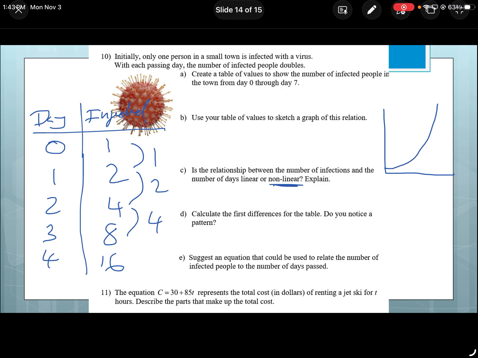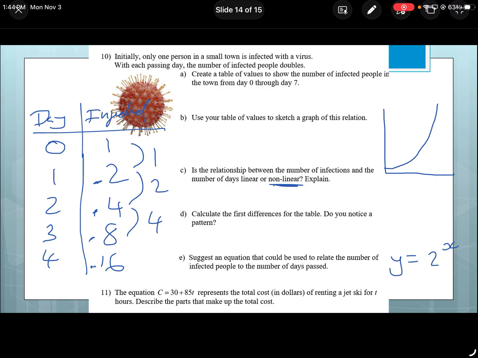Calculate the first differences. What do you notice? It's doubling. Suggest an equation. You're not supposed to know what this equation is yet because it's non-linear, but effectively it's y equals 2 to the power of x. Because it's doubling, so it's 2 to the power of 1, 2 to the power of 2, 2 to the power of 3, 2 to the power of 4, right? So that's just what it is.